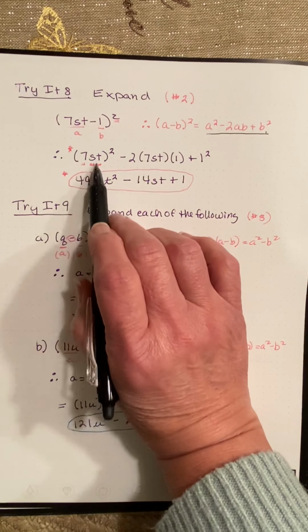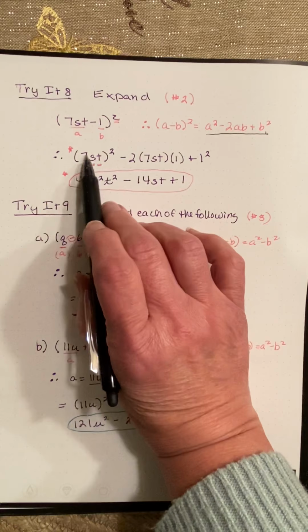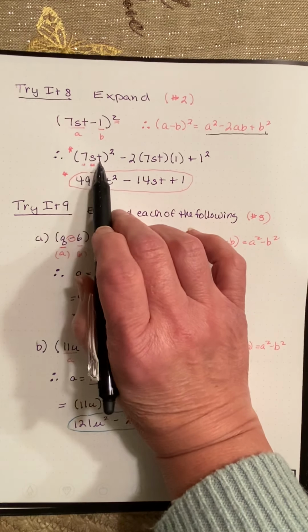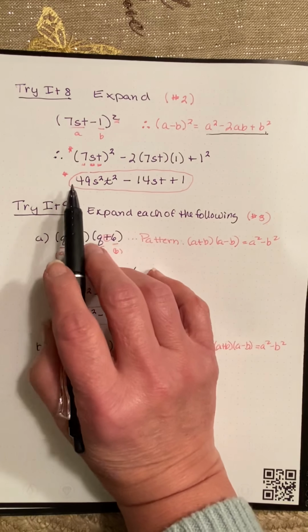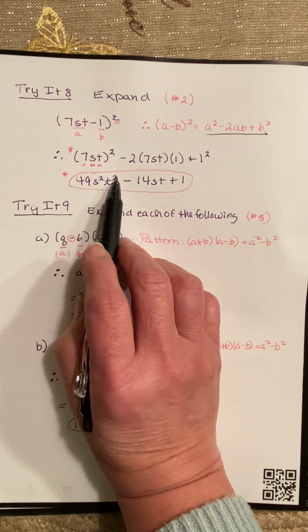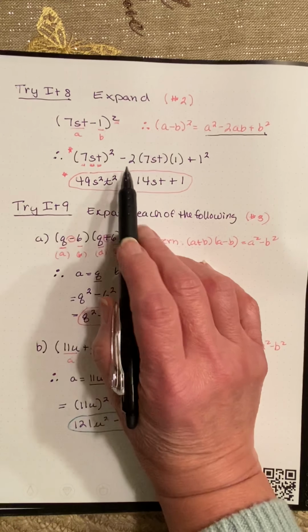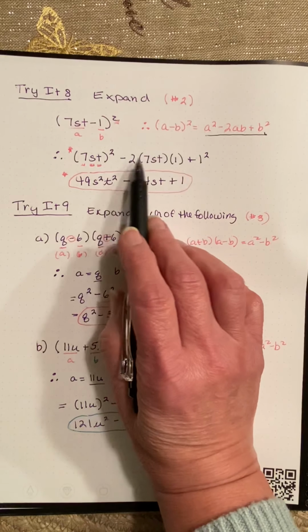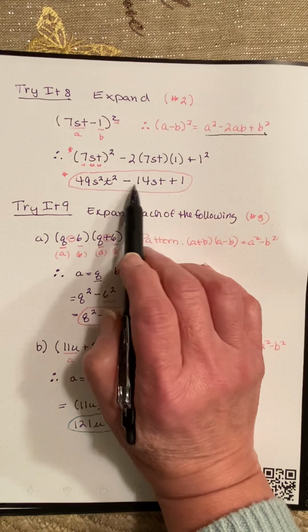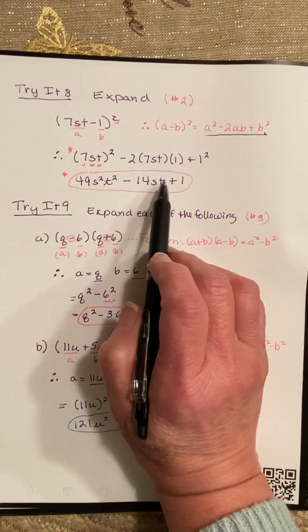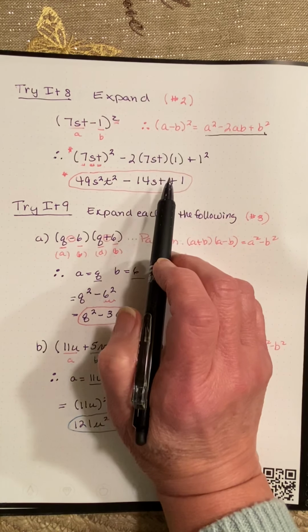So this is the interesting thing here. When this whole thing is squared, we have to square each of those components. So 7 squared is 49. Then we have s squared, t squared. Now I have a negative 2 times 7 times 1. So a negative 2 times 7 is a negative 14st plus 1 squared is 1. And there we go.